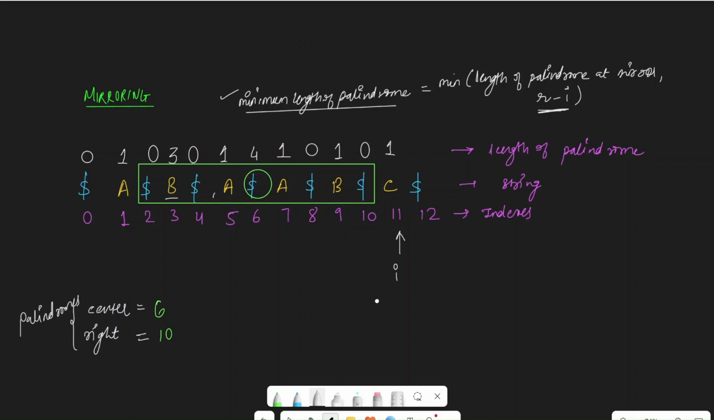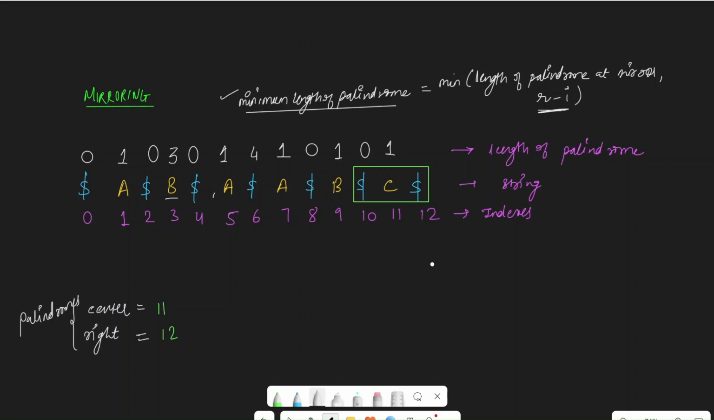Now here we just move our palindrome, because the right boundary of our new palindrome is at 12, which is greater than the right boundary of the old palindrome. So I'm just going to remove this, and my new palindrome would be this. Now we have to shift our center and right as well. So our center now would become 11 and right would become 12. Now again we're going to change our I. So now our I becomes this location 12.